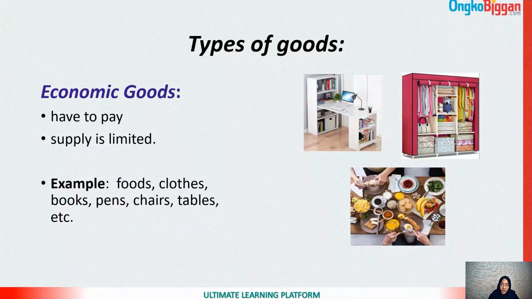The next kind is economic goods. Here you can see the picture of economic goods. For economic goods, one has to pay and the supply is limited. For economic goods, remember the two points: one has to pay for the goods and the supply is limited. The goods for which people have to pay are known as economic goods, and their supply is limited. For example, foods, clothes, books, pens, chairs, tables, etc.